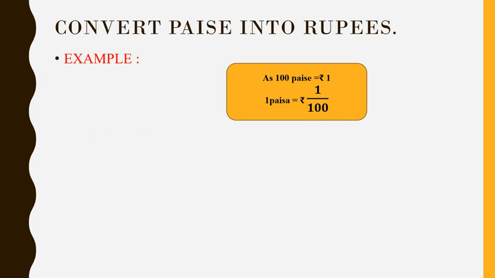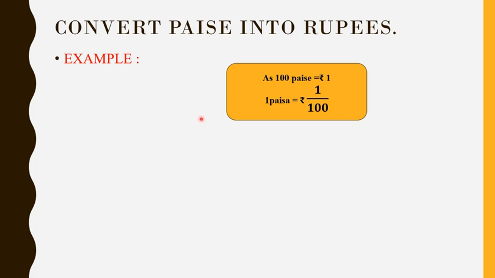Now let's learn how to convert paise into rupees. We learned how to convert rupees into paise, that is, bigger unit into smaller unit. Now we will learn how to convert smaller unit into bigger unit. The rule will be just the opposite. There we were removing the symbol of rupees and dot and adding P. Here we are going to add rupees and dot and remove P. Just the opposite we are going to do.